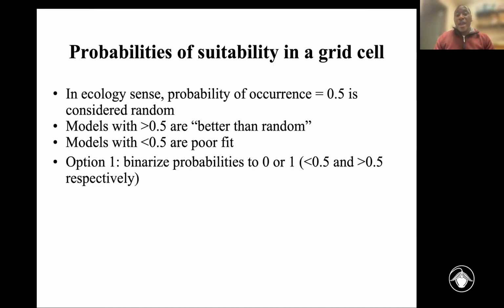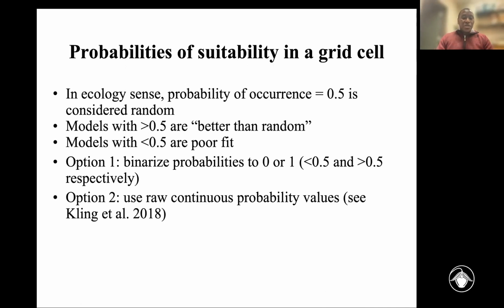And so there are two ways of dealing with those map projections. In many cases, people will binarize them. So grid cells that are predicted to be 0.5 and below, some people will just classify them as zero. That is, those areas are not suitable for the plant. And areas that are 0.51 and above are predicted to be suitable for the plant. Some choose different thresholds. Some may say, well, I don't want to use 0.5, let me use 0.7 and so on and so forth, depending on your understanding of the biology of the species that you are working with.